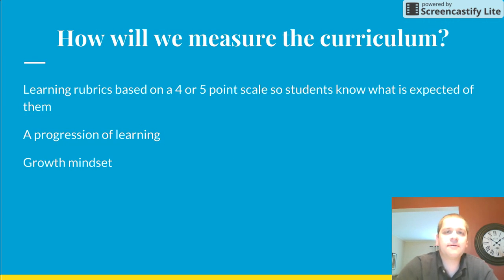All right. How will we measure the curriculum as a district? So it's important to have learning rubrics based on a 4 or maybe 5 point scale, so then students know what is exactly expected of them. And so it's been shown that if students know what's expected of them, they can do better. I mean, it sounds obviously pretty self-explanatory. Of course, kids are going to do better if they know what's exactly expected of them.